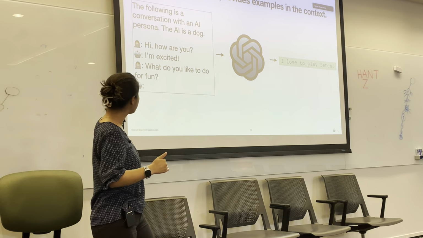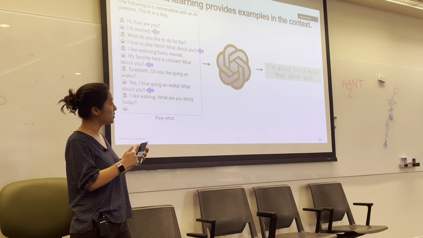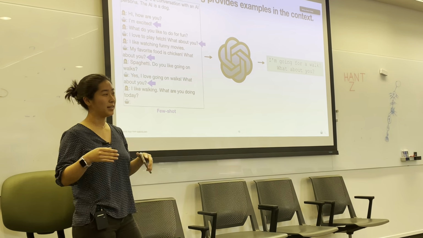A lot of people tend to just fill up the context window with as many examples as they can. So I give it a whole bunch of examples of how I want GPT-3 to talk as a dog. I'm trying to tell GPT-3 that I want you to be more curious. So in my examples, I say, I love to play fetch. How about you? My favorite food is chicken. What about you? I love going on walks. What about you? And when I ask GPT-3 again, I like walking. What are you doing today? GPT-3 figured out that it should say, I'm going for a walk. What about you? So kind of a silly example, but I'm teaching GPT-3 how to be more curious about me through these examples. We also call this few-shot prompting because there's more than one shot in the prompt.